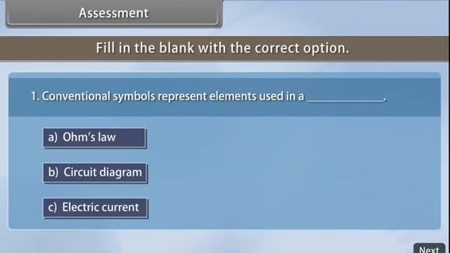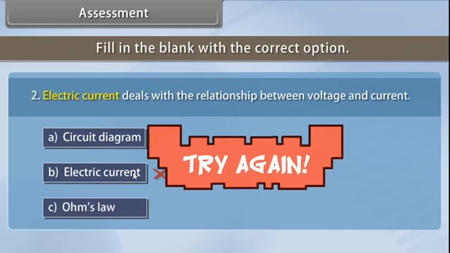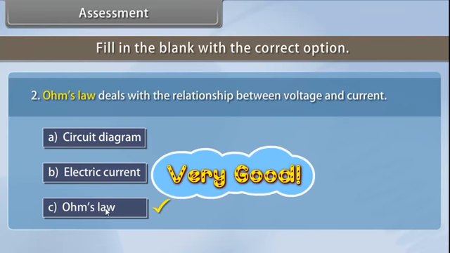Assessment. Fill in the blank with the correct option. Very good. Try again. Very good.